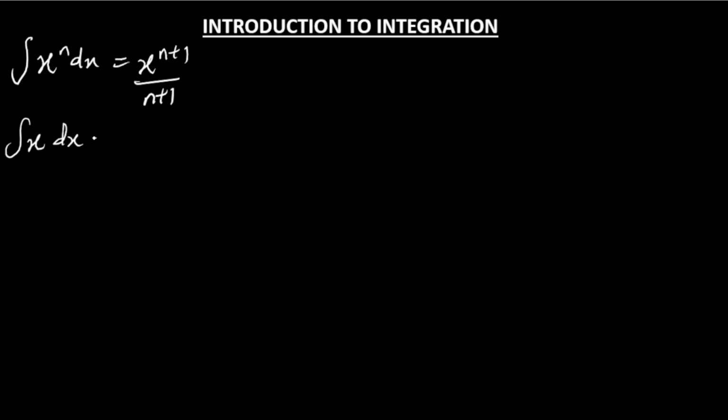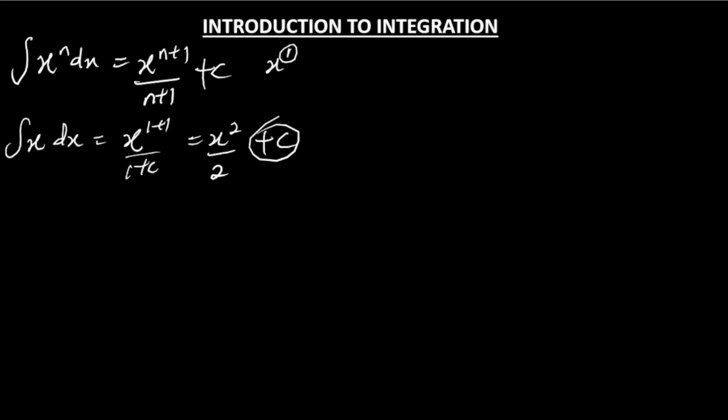There is a basic part of integration you need to know. The general formula for integration is: the integral of x raised to the power of n dx is equal to x raised to the power of n plus 1 divided by n plus 1. That is, if we have the integral of x dx, the power of x is 1, so it's 1 plus 1 divided by 1 plus 1. That is equal to x squared divided by 2 plus c. Please always have the plus c. That is the constant.